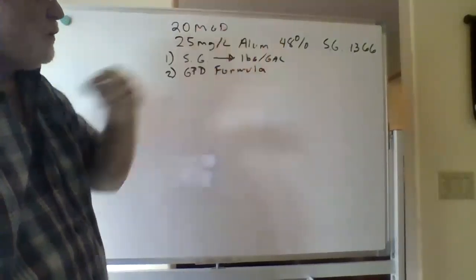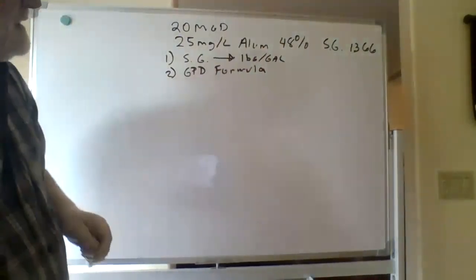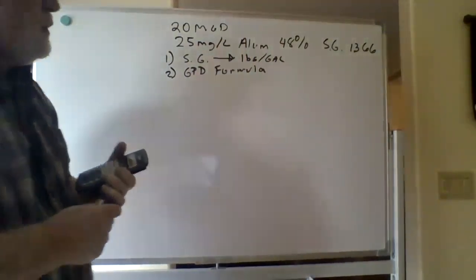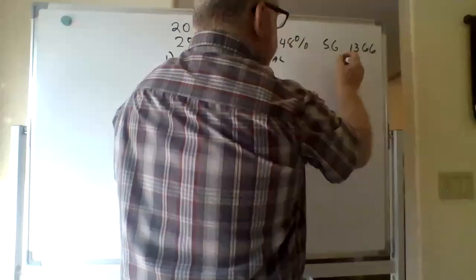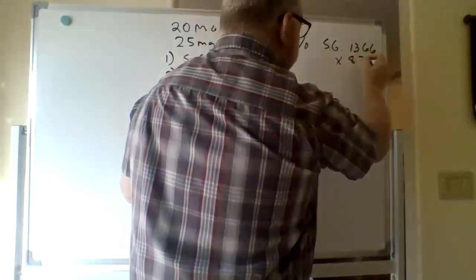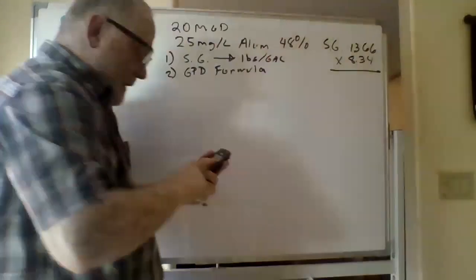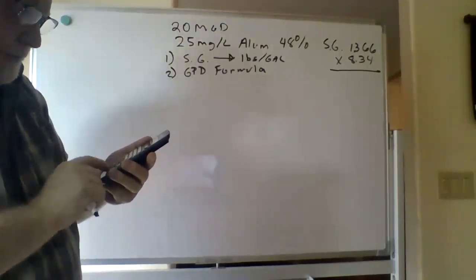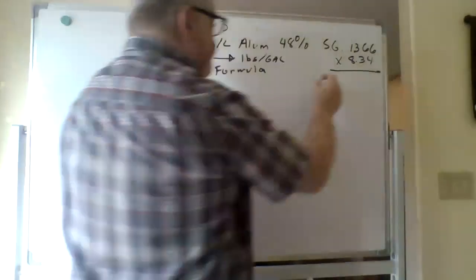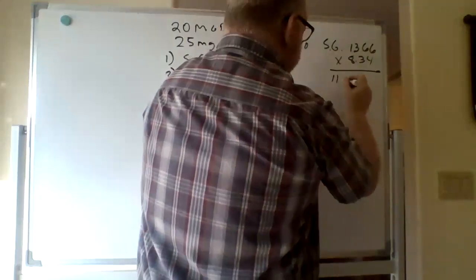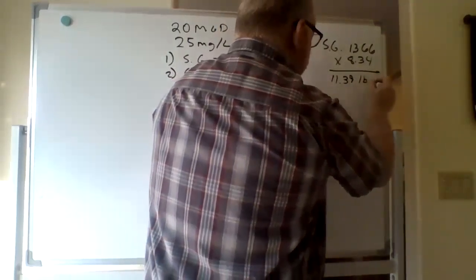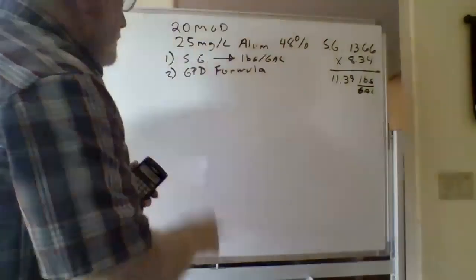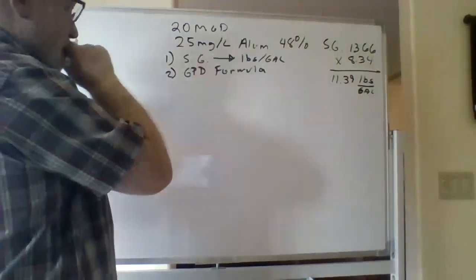but they've given us this 1.366. So what do we do with that? Well, we can do it as a two-step problem, or we can do it as a one-step problem. So we know that specific gravity times 8.34 will yield pounds per gallon. 1.366 times 8.34 is 11.39 pounds per gallon. And so that's perfectly fine. You can do that ahead of time if you like, or you can just set it up as a one-step problem.